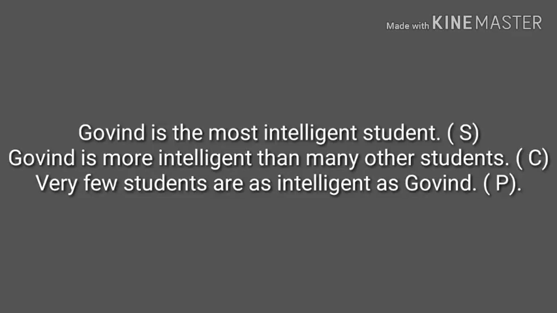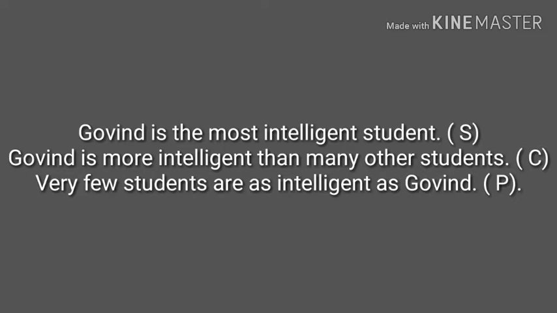Now let us observe this sentence. Govind is the most intelligent student. How many syllables are there in the word intelligent? There are 4 syllables. In case of a word having more than 2 syllables, we have to use more and most while making comparative and superlative adjectives.